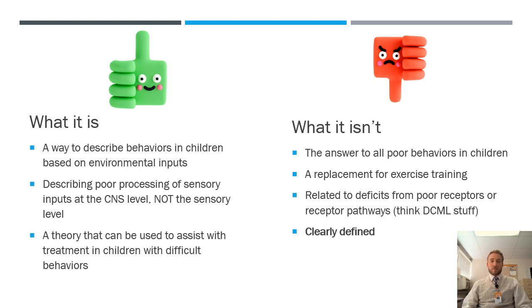It also is a way to describe poor processing of sensory inputs at the central nervous system level, not the sensory level. And what I mean by this is, a sensory processing disorder doesn't mean that the stimuli coming into the body aren't interpreted. They are sensed, and that information goes up to the brain. It's then in the process that normally happens where we get sensory information, it's processed, and we respond. It's that processing component that's altered for people that have a sensory processing disorder. So they can feel, but what they feel is processed differently.